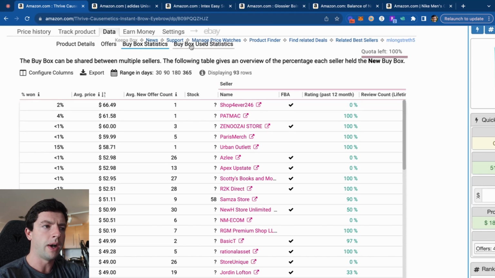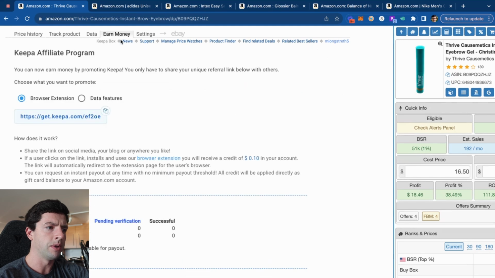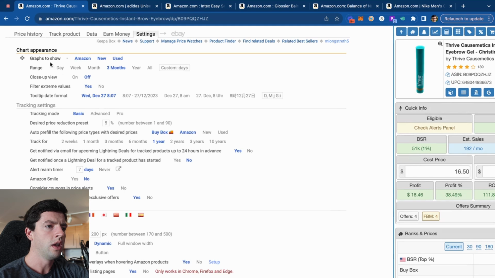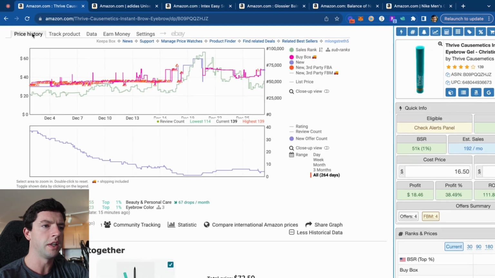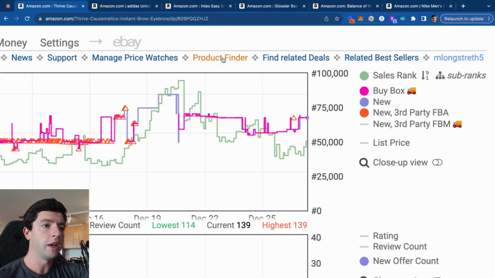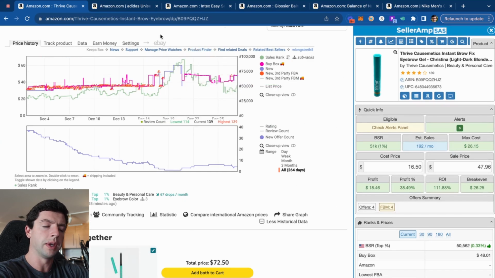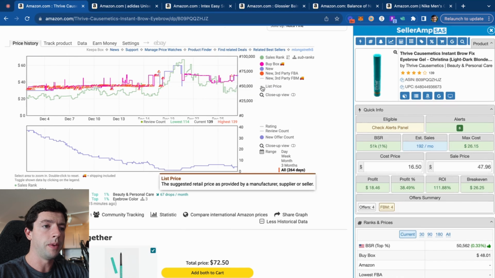Here, don't really worry about buy box use statistics. We can see Keepa has an affiliate program, whatever. And then the settings, I wouldn't really worry about that either right here. So that's the basis of the Keepa charts too. The Product Finder is pretty helpful too as well, but we're mainly just looking at the beginner side of things. So that's the basis of Keepa charts.